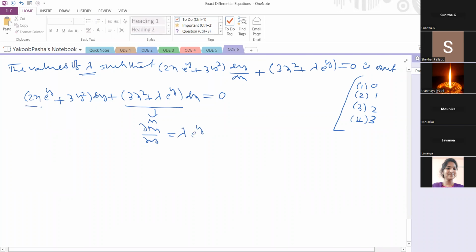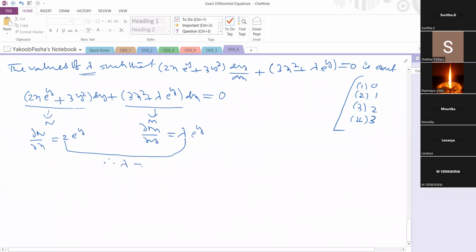And dou n by dou x is equal to 2 e to the power of y. So when both are equal, we can get lambda is equal to 2. Okay, this is a polytechnic question. Okay, now I am taking the next problem.